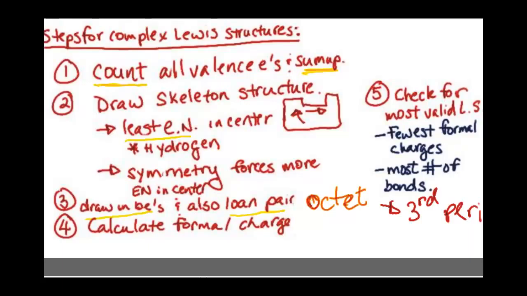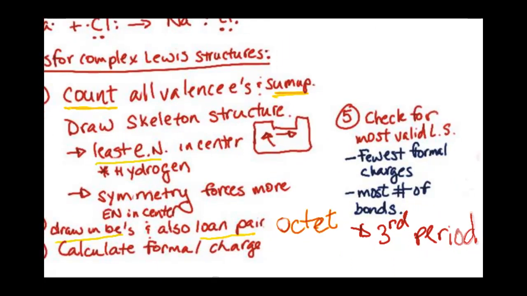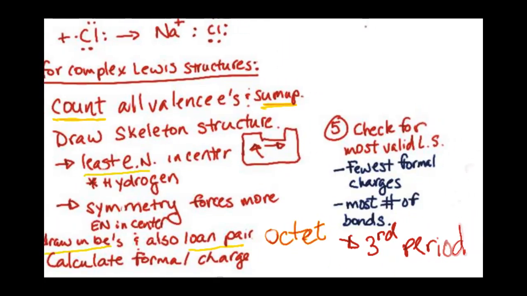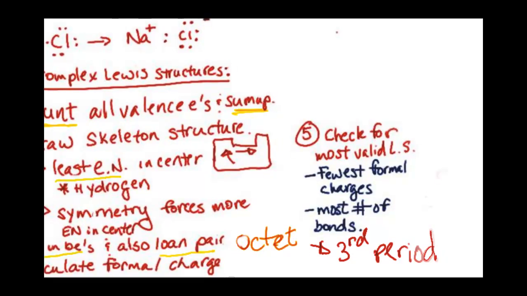Today we're going to be discussing more complex examples of drawing Lewis structures. Okay, so these are the rules. You should know them by now. We've gone over them a few times. Count the valence numbers, sum them up, draw the skeleton structure, draw in your bonding electrons and lone pair electrons, and try to make it octet.